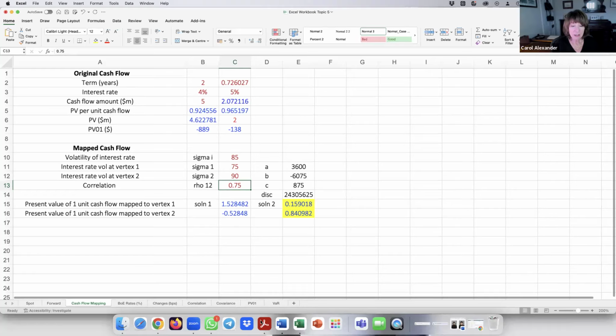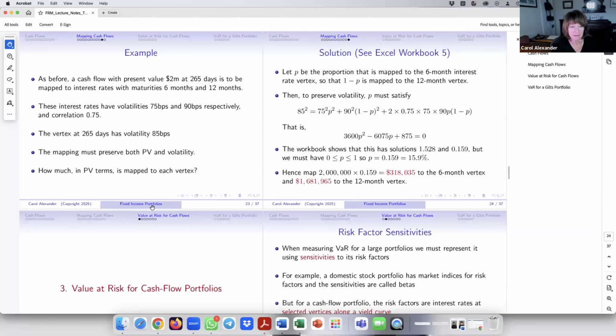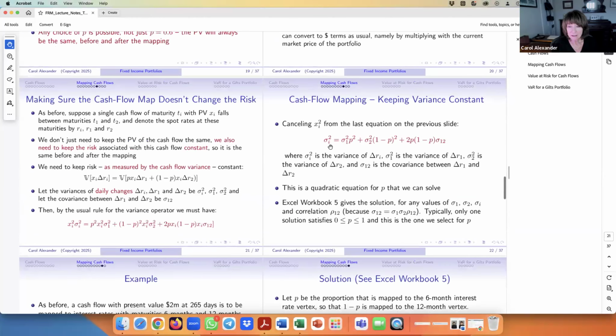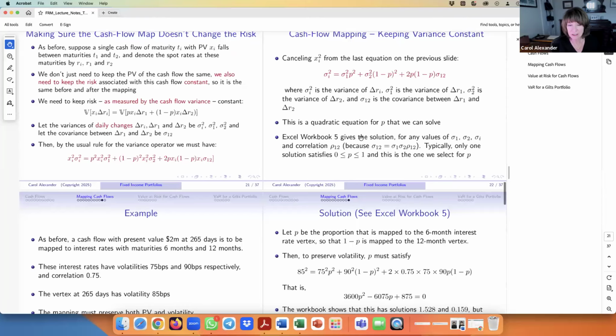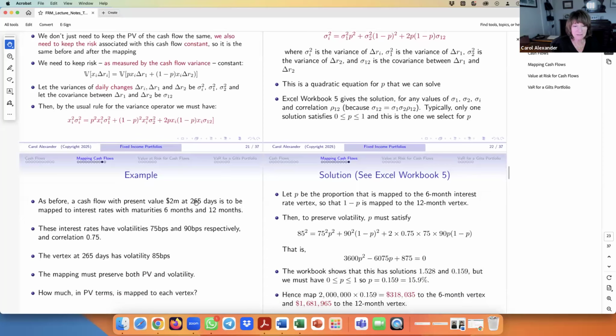When you look at the formula again in the lecture notes, this one here, sigma I squared, sigma 1 squared, sigma 2 squared, sigma 1, 2, there's nothing to do with the timing of the cash flow at all. It's just the standard deviations and the correlations that we need, or the variances and the covariances that we need, and then we can solve it. So the fact that it was at 265 days really doesn't come into it in the solution. So that's it.